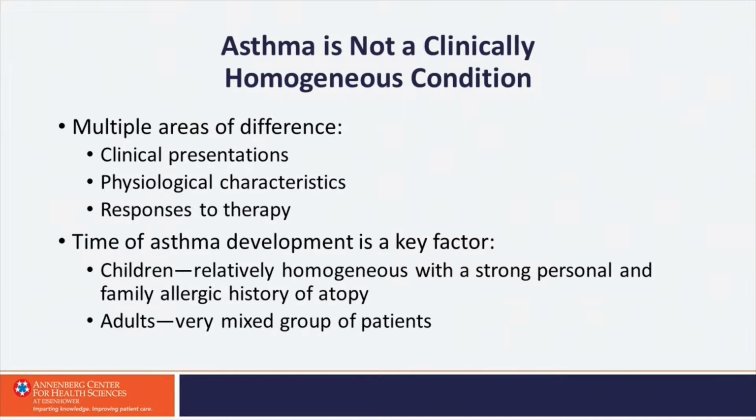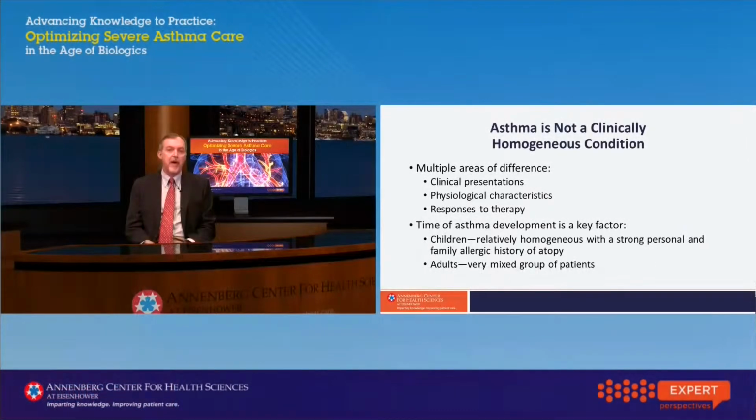The time of asthma development seems to be a key factor in sorting out this process. Very young children tend to be relatively homogeneous with regard to how their disease presents. In other words, they tend to be allergic, they tend to have a gradation of airflow limitation, whereas in adults, it's a very, very mixed bag as to what you find both clinically and physiologically.